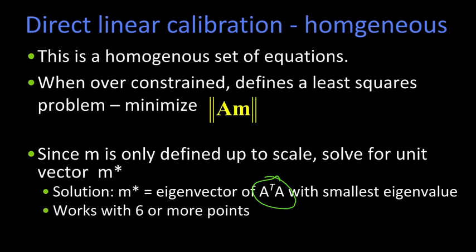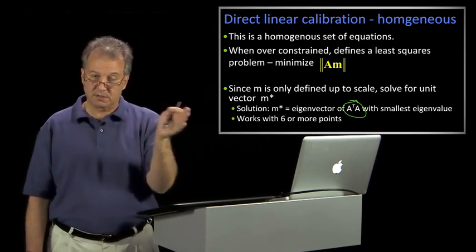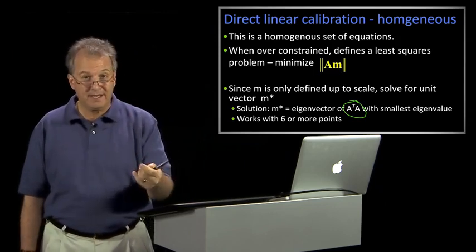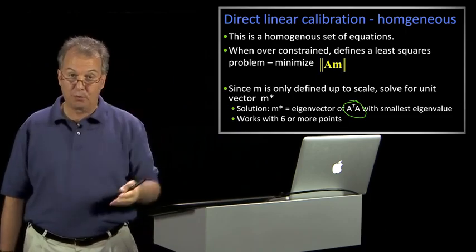And by the way, this only works when you have 6 or more points, and that should make sense, right? How many degrees of freedom are there in M? There's 11, because there's 12, but only up to a scale. Well, I get 2 equations per point, so I'm going to need at least 6 points. But of course, this thing works a lot better the more points you have. All right, so let's go through the solution.